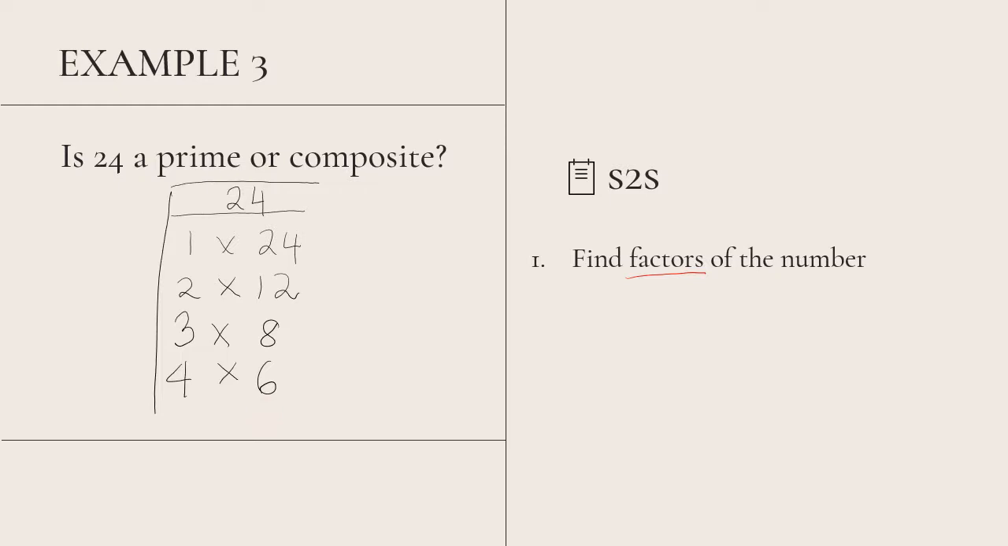So what are the factors of 24? Factors of 24 are 1, 2, 3, 4, 6, 8, 12, and 24. So we have found the factors of 24.